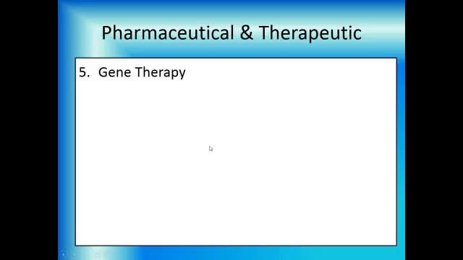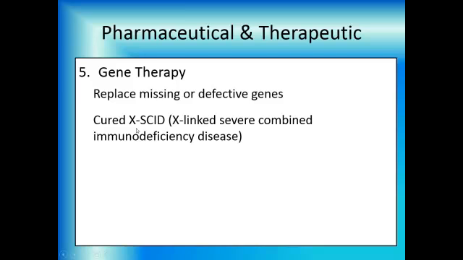Gene therapy. Using recombinant DNA techniques, we've been able to replace missing or defective genes. So far, we've been successful in curing XSCID, or X-linked severe combined immunodeficiency disease. This is because it's caused by one gene that doesn't function to produce one enzyme that's needed mainly by the immune system. So folks who have XSCID are born basically without an immune system. So we've been able to take the gene that doesn't have the mutation and, using a retrovirus as a vector, deliver the gene to the patient's bone marrow.